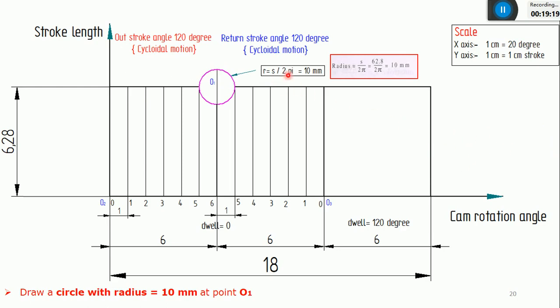So you can see it is the same thing: R is equal to S by 2 pi. If you want a detailed explanation, you can go with the introduction video, where you'll get the radius of the circle as S by 2 pi. I know the value of S, that is 62.8, and dividing by 2 pi, I get approximately 10 mm. 10 mm means 1 centimeter. Just construct the circle with a 1 centimeter radius at this point.